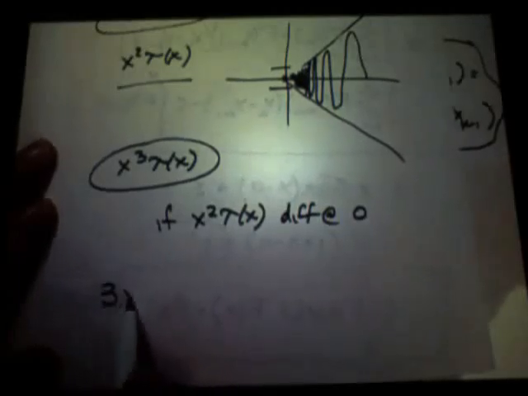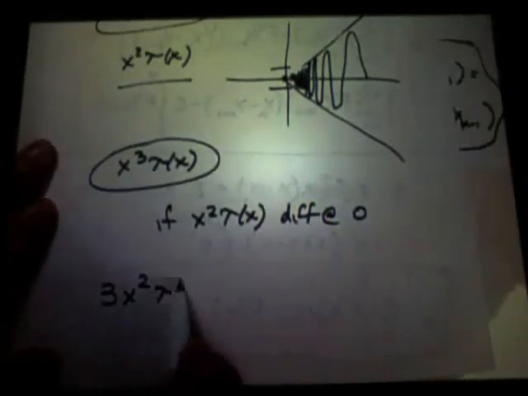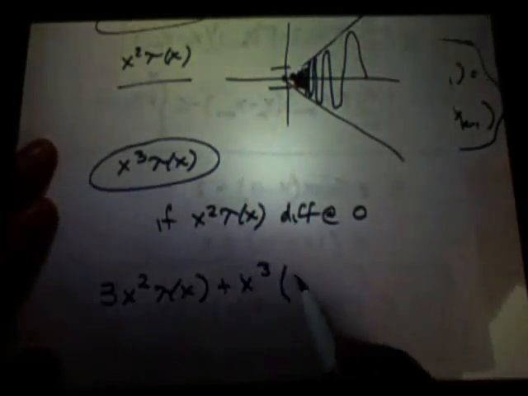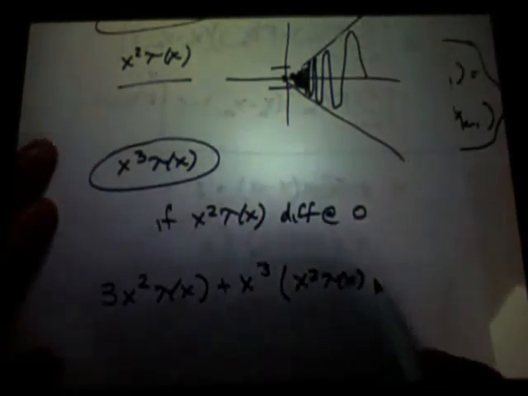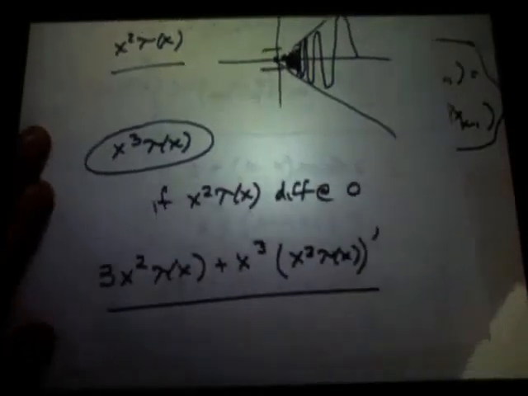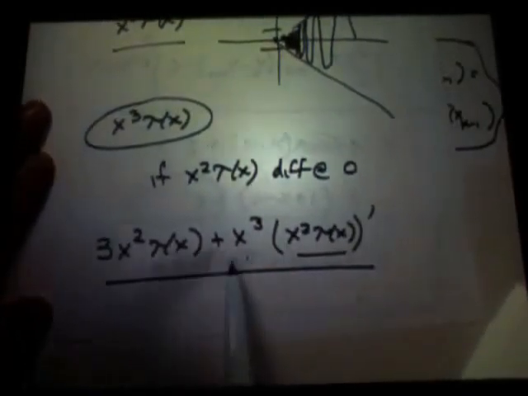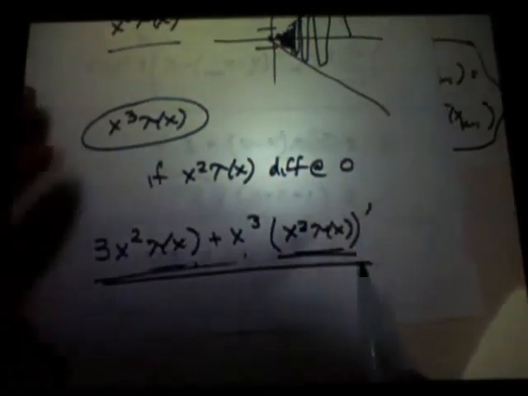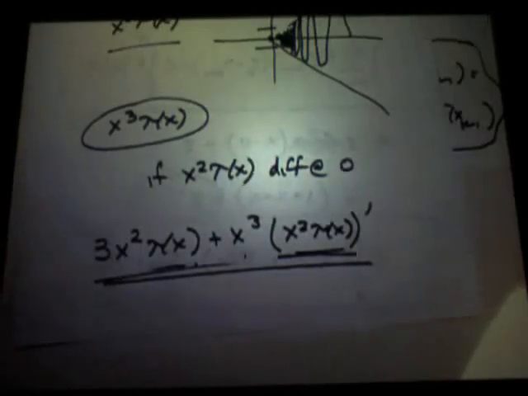And the derivative would be 3x squared tau of x plus x cubed times the derivative of whatever we find this to be. Okay? This is existing, and all these exist. So that's why he went up to the cube. We can differentiate the cube if we can show that x squared tau of x exists.